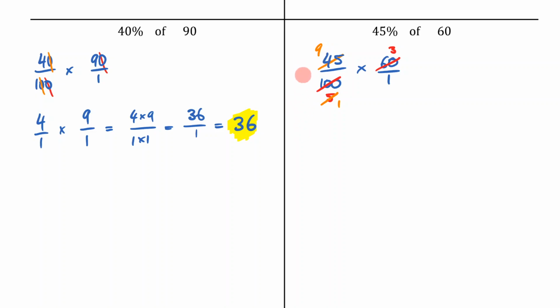So that means after all of that, what I'm left with is a 9 on top, 1 down the bottom, times 3 on top, 1 down the bottom. 9 threes are 27. 1 times 1 is 1. My answer will be 27. Perfect. So that means 45% of 60 is 27.